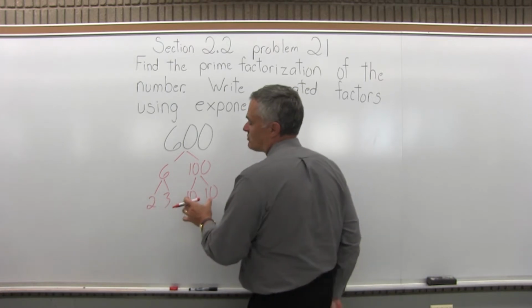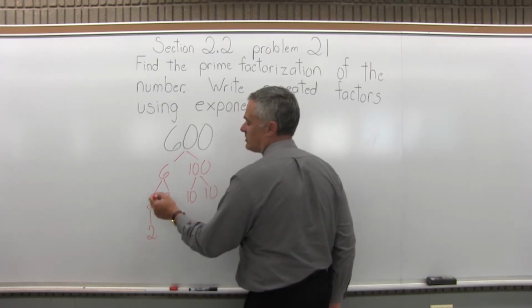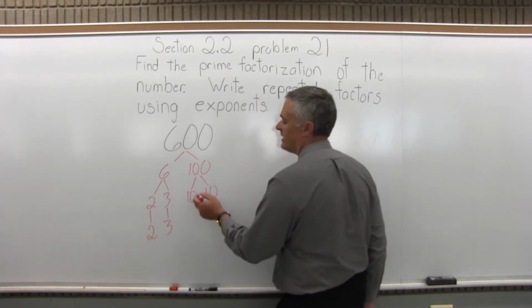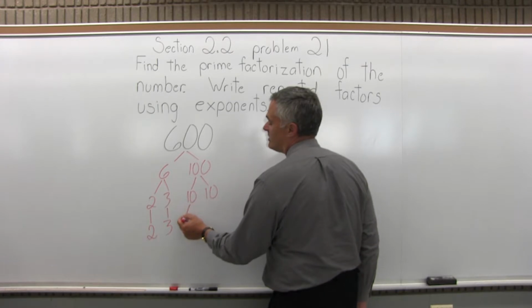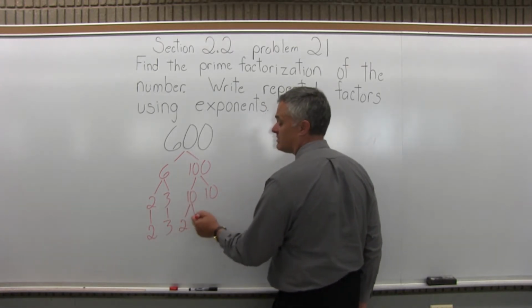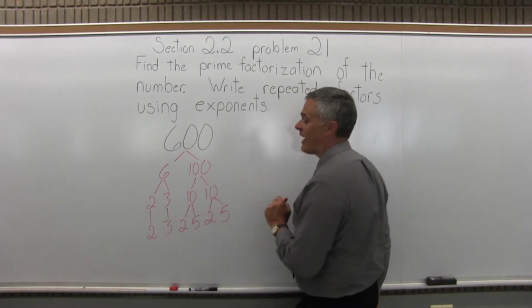Now, in this row, the 2 will not split anymore. That's prime, so it came straight down with no splitting. Same thing with the 3. It is already prime. It won't split. Each 10, though, can be split into 2 times 5. So the first 10 splits into 2 times 5. The second 10 also splits into 2 times 5.